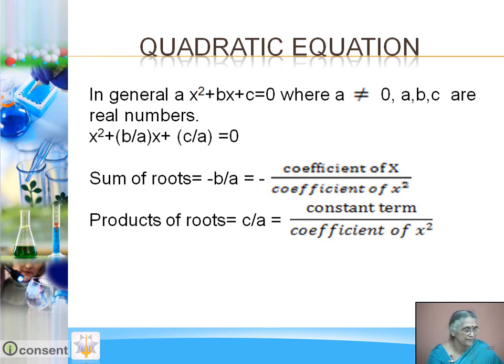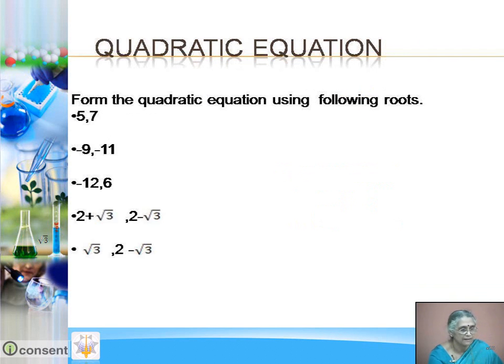Now observe the equation again. The coefficient of x is b by a. So the sum of roots is equal to minus b upon a. That means the sum of roots is equal to minus coefficient of x upon coefficient of x square. Product of roots is equal to c by a. That is equal to the constant term divided by the coefficient of x square.